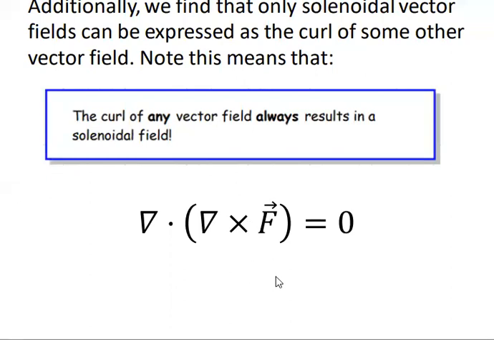The curl of any vector field is solenoidal. That means if you take the divergence of the curl of a vector field, it is always zero. When you simplify this, you will realize that, assuming the field has continuous first or second derivatives, so let's assume it is continuously differentiable, this is equal to zero. The curl of any field is a solenoidal field.